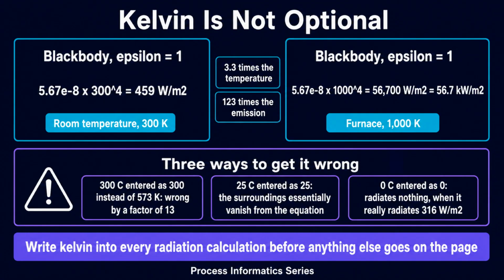Now the warning. The temperature in that fourth power is absolute, and there is no version of the calculation in which a Celsius value is acceptable. Substitute 300 degrees Celsius as 300 instead of 573 Kelvin, and the answer is wrong by a factor of 13. Substitute 25 degrees Celsius as 25, and the surroundings essentially vanish from the equation. Worse, a surface at 0 degrees Celsius entered as 0 radiates nothing at all, which is nonsense. It radiates 316 watts per square meter.